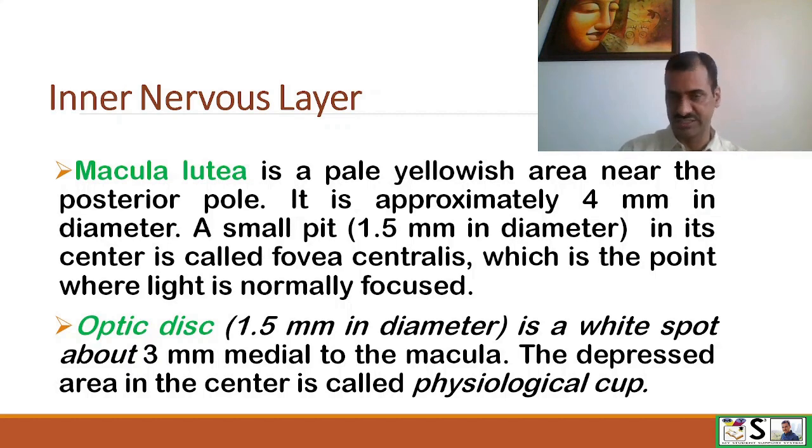There is the optic disc, also known as the blind spot, 1.5 mm in diameter. It is also known as the white spot. It is about 3 mm medial to the macula. It is depressed in the center, and this is called the physiological cup. From here the optic nerve starts.